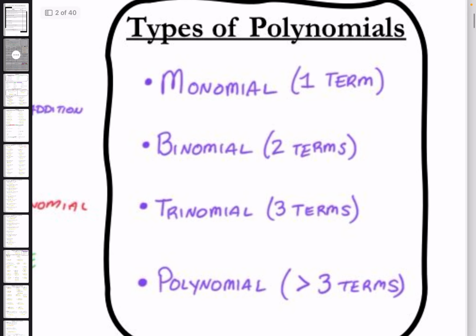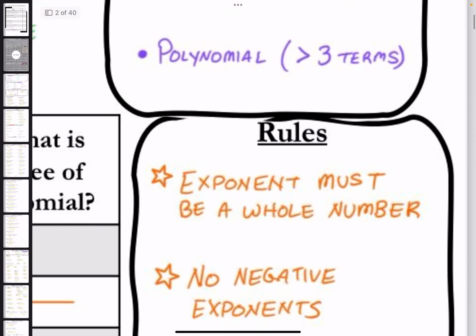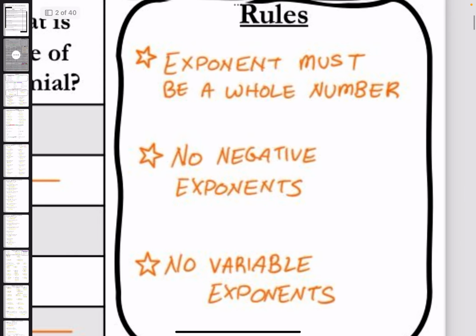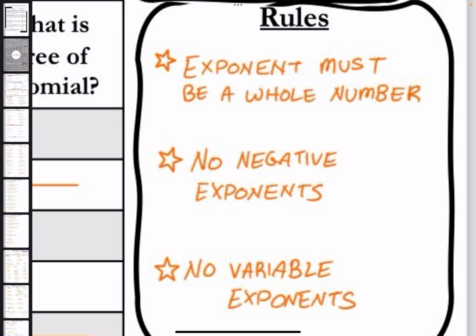Now that you've taken the notes on types of polynomials, let's take a look at the rules for anything to be even considered as a polynomial. The exponents must be whole numbers. So what that means is there's no negative exponents. Whole numbers, right? Those are 0, 1, 2, 3, 4, so on and so forth. You can't have any variables in the exponents either. Go ahead and pause the video so you take these notes.